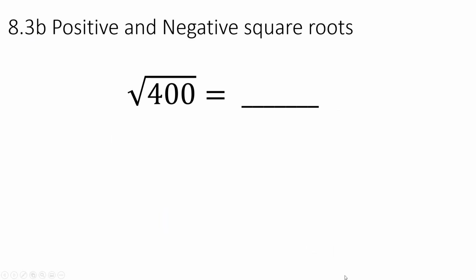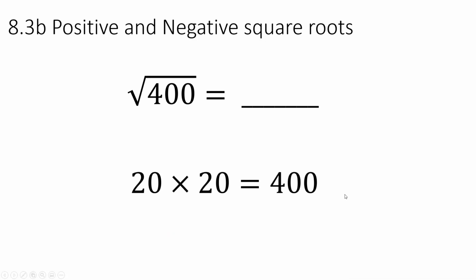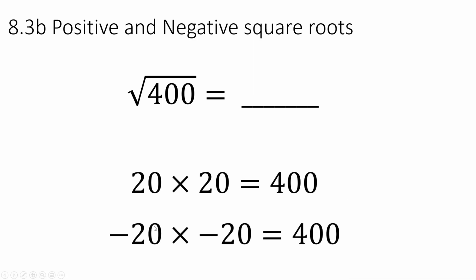Square root of 400. 20 times 20 is 400. Negative 20 times negative 20 is also 400. So you could see it as positive or negative 20. Most of the time, if they're just giving you the positive radical sign, they'll just want the positive. If they want the negative, they'll have a minus sign in front of it. So just be aware of that.